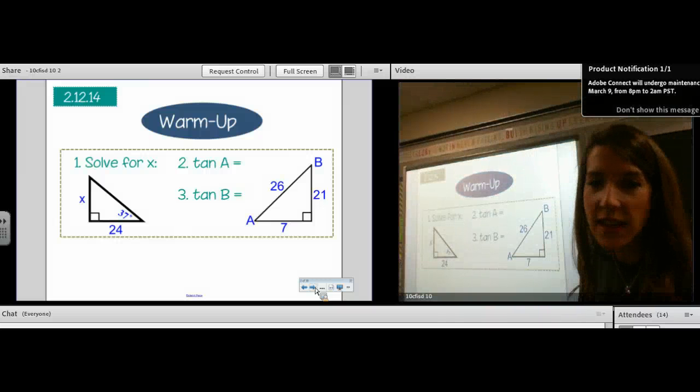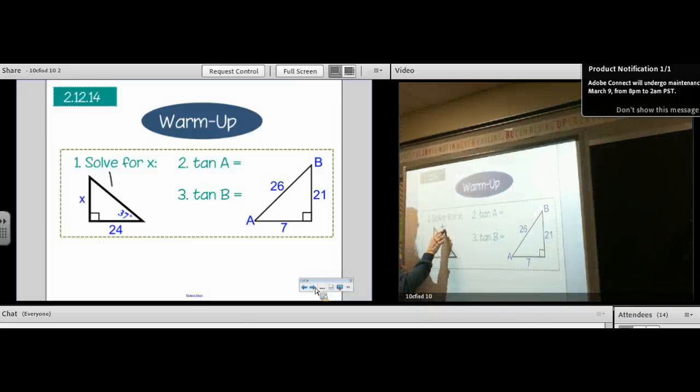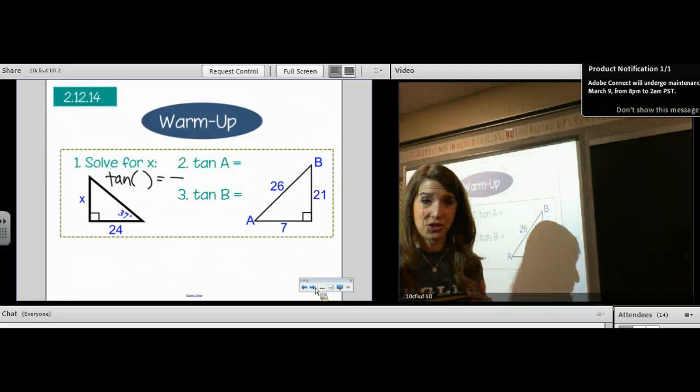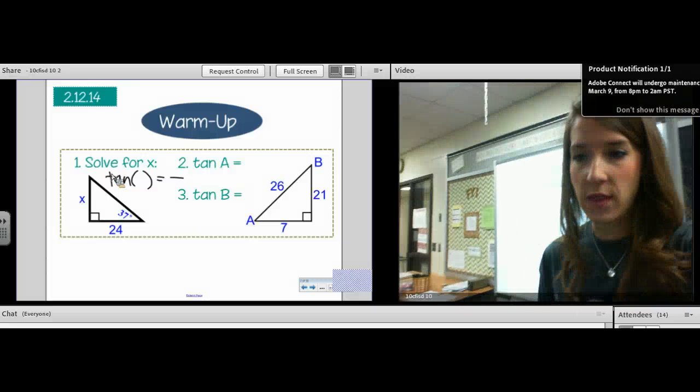Okay, very good, Hussein. That was correct. Solve for x. So the first thing we always do is we write our template. And the good thing is today you don't have to choose whether it's sine, cosine, or tangent. You just knew yesterday that everything was tangent.